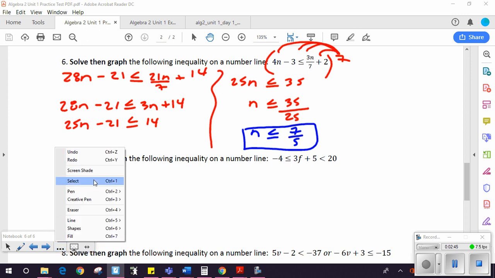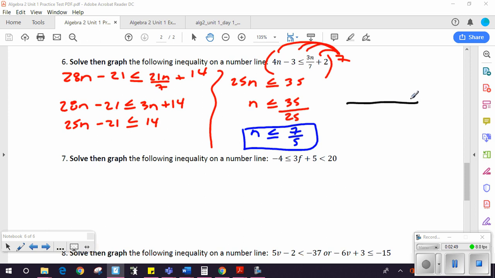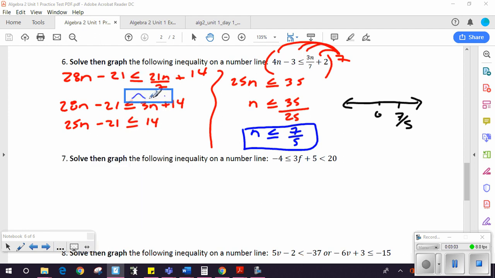So again, to graph, we draw our number line. I would put 0 for sure, and 7/5 is positive, and it's a closed dot because it's less than or equal to. So shade in your dot, and then because it's less than, we're going to shade everything to the left.